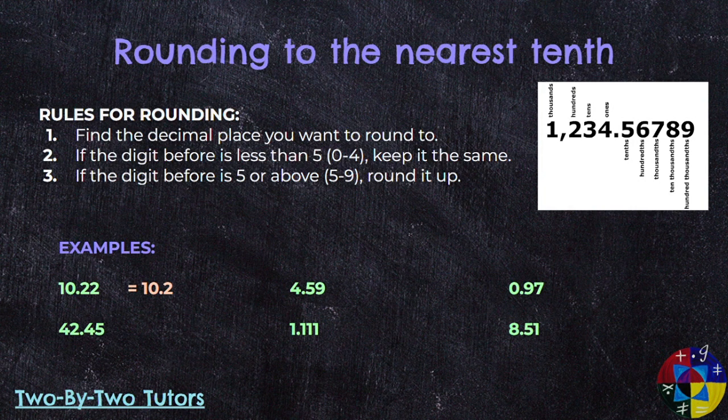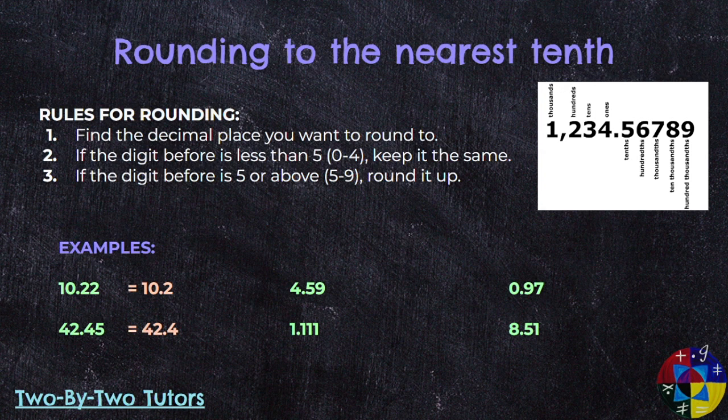Moving on to the second example, 42.45. Once again, we're going to use the rules for rounding. For the first rule, we find the decimal place you want to round to, which is the tenths place in this case, which is a 4. Now we're going to use the third rule, because the digit after it is a 5, and the third rule states that if the digit is 5 or above, we round it up. So the final value will therefore be 42.5.